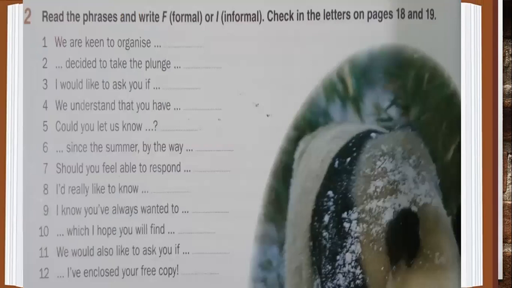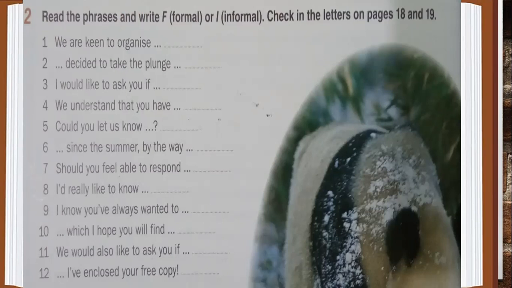And now let's start with the second activity. Read the phrases and write formal or informal. Check the letters on pages 18 and 19. Here we have some phrases from the first and the second letters. You are going to decide whether these phrases are formal or informal. If the phrase is informal, you are going to use I. If the phrase is formal, you are going to use the letter F.